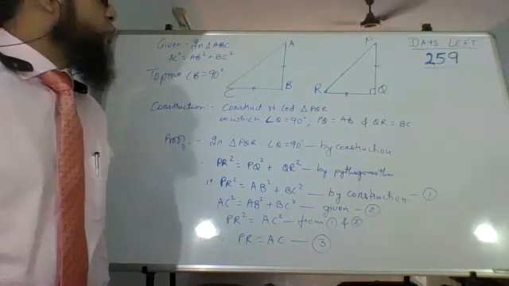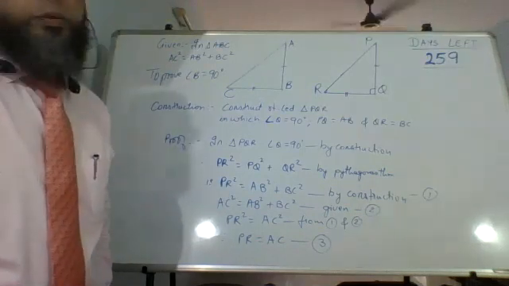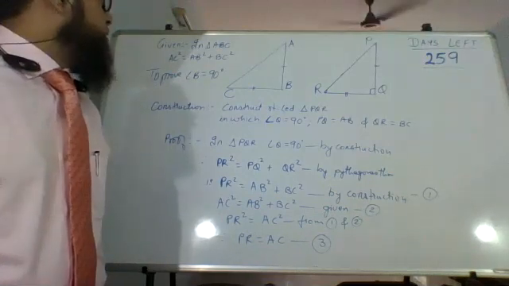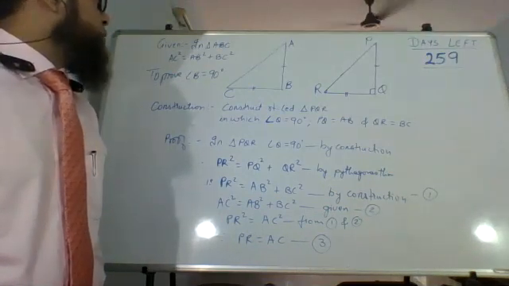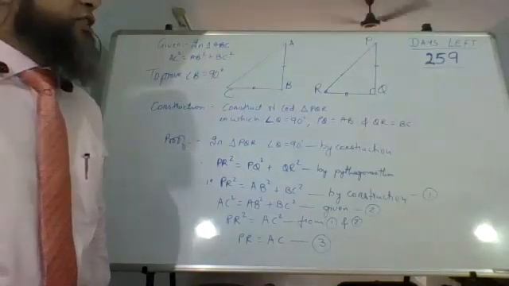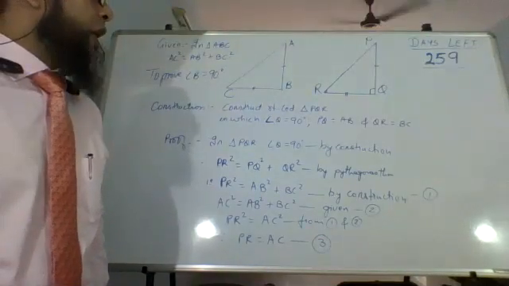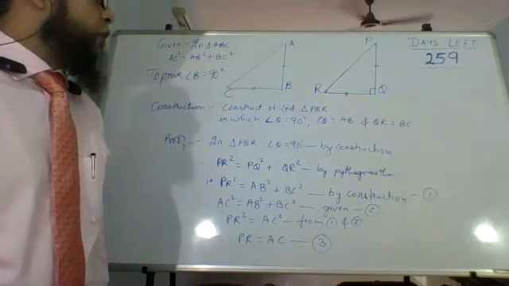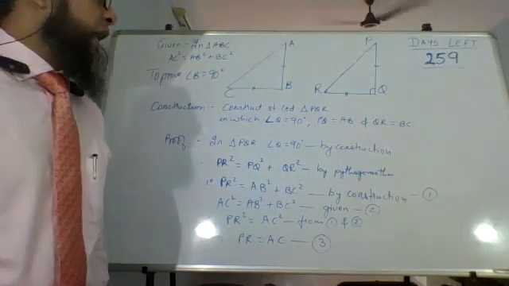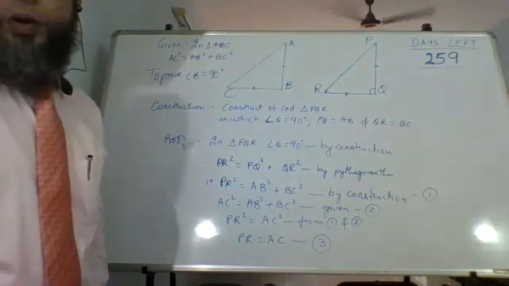So this is what we have done: we are proving the converse of Pythagoras theorem, wherein it is given AC square equals AB square plus BC square. You have to prove angle B equals 90 degrees. So we do a construction wherein we say, in triangle PQR, draw PQ equals AB and QR equals BC and angle Q equals 90 degrees, join P to R.